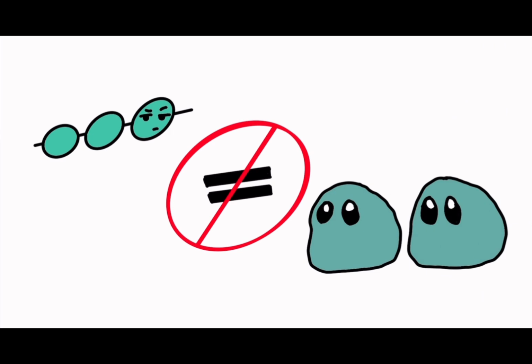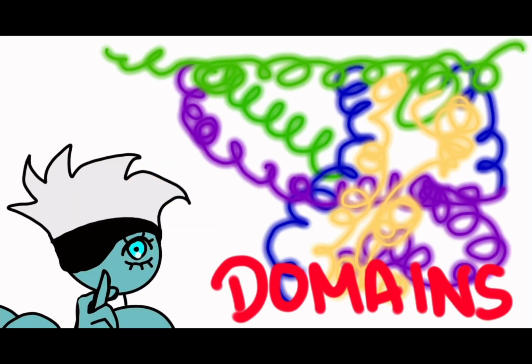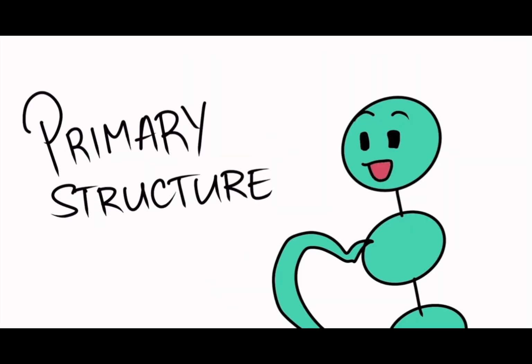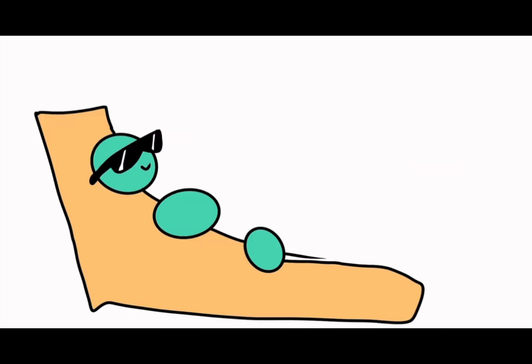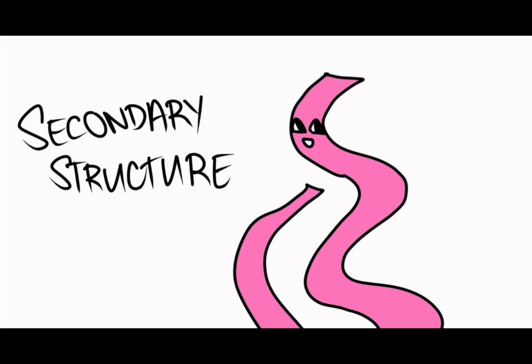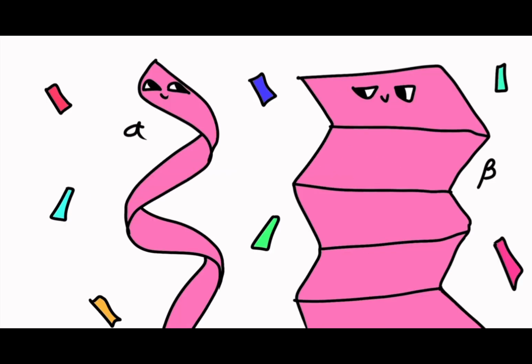Proteins aren't just blobs of amino acids. They have structure, they have form, they have domains. I'm just a simple chain of amino acids. No folds, no drama, but I hold all the instructions. I start the folding. I form alpha helices and beta sheets. I will bring some shape into this protein party.